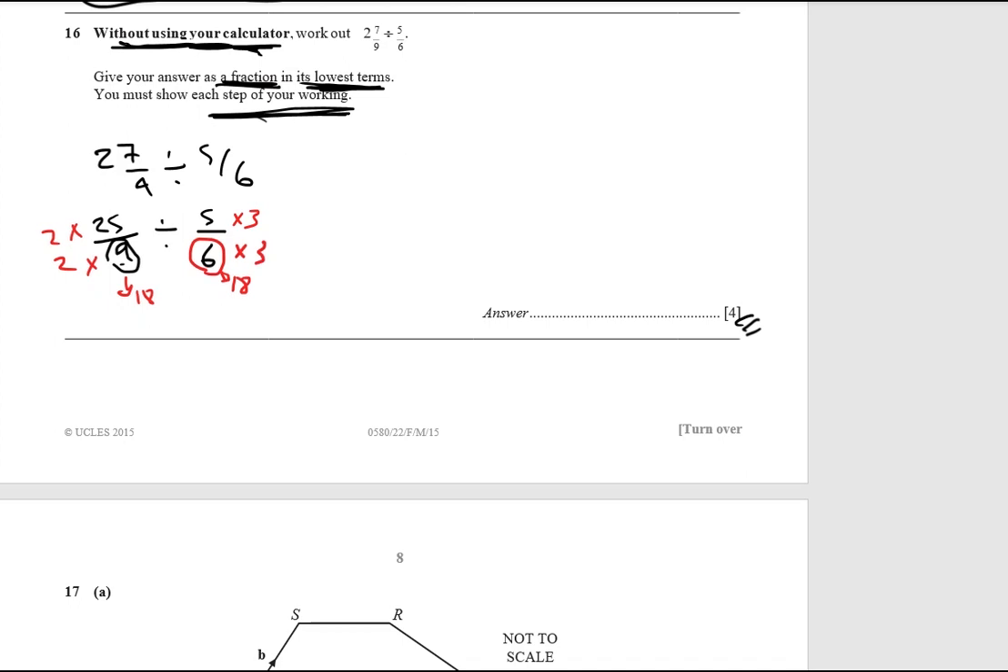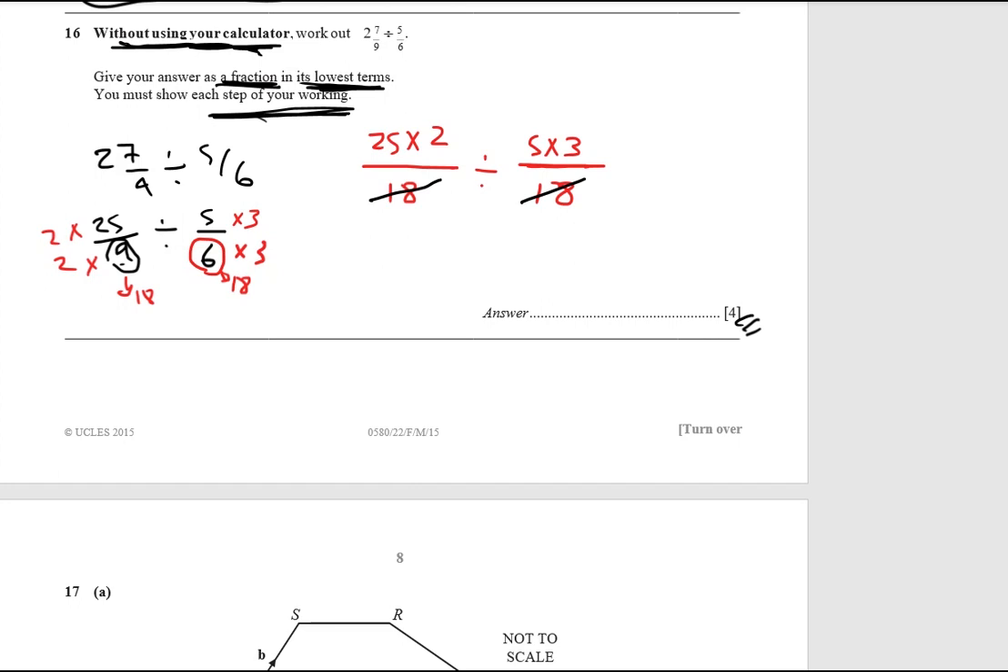Okay, so now I have 25 multiplied by 2 divided by 18. Here divided by 5 multiplied by 3 divided by 18. And this is a very important step. Now 18 here will go with 18 here.